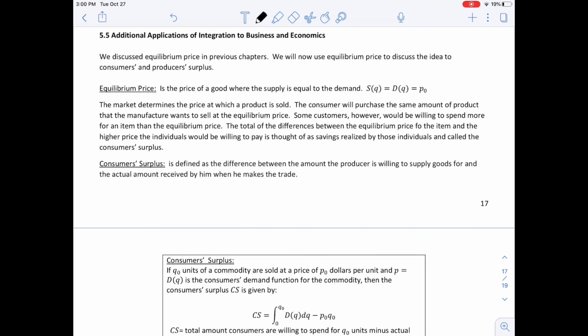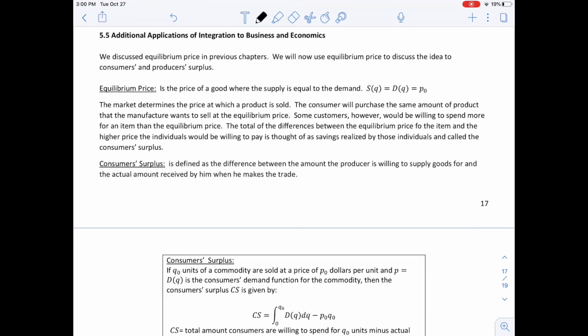Section 5.5 is additional applications of integration to business and economics. We discussed equilibrium price in previous chapters. We will now use equilibrium price to discuss how consumers' and producers' supplies work. Equilibrium price is the price of a good where the supply is equal to the demand. So S of Q is equal to D of Q, or we can also call it P naught. The market determines the price at which a product is sold. The consumers will buy the same amount of a product that the manufacturer wants to sell at the equilibrium price.